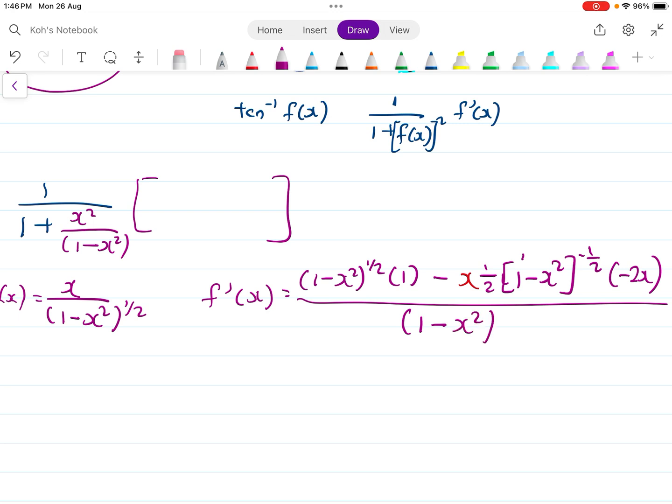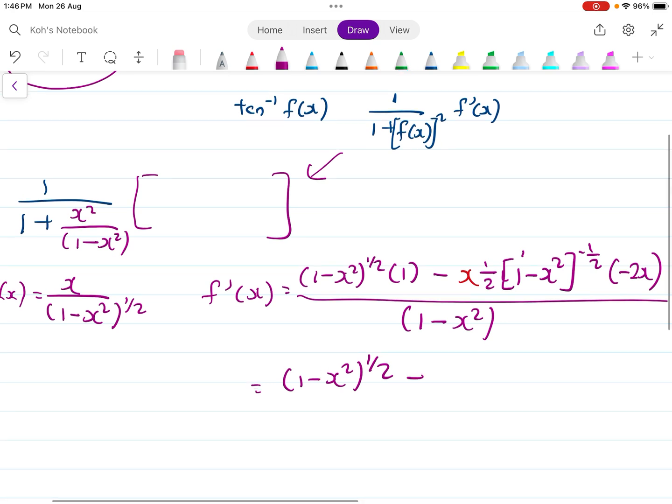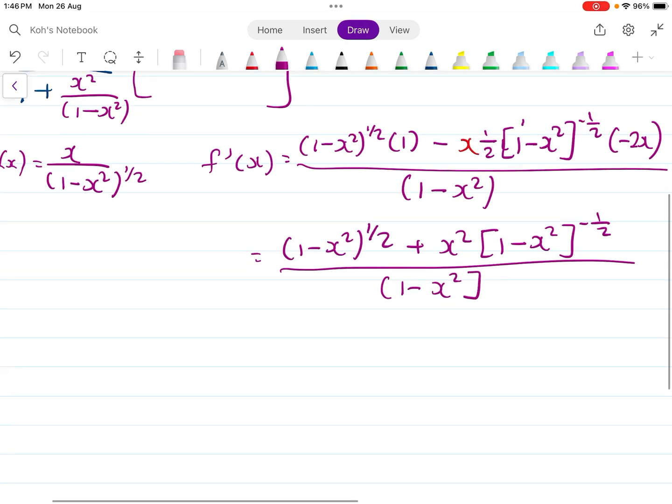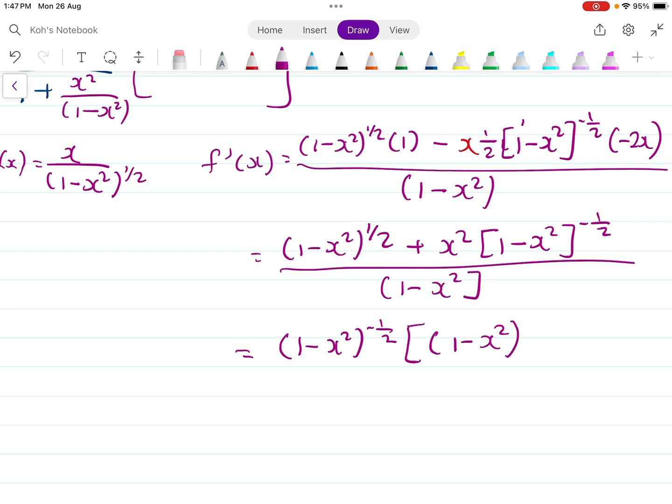Then you do the simplification first. You simplify 1 minus x squared to the power of half. The second part is plus half times 2x, so it's x squared, times 1 minus x squared to the power of negative half, the whole thing over 1 minus x squared. Same thing, do the factorization first: you factorize out the smallest power, 1 minus x squared to the power of negative half. The first part will be 1 minus x squared, plus x squared, over 1 minus x squared.